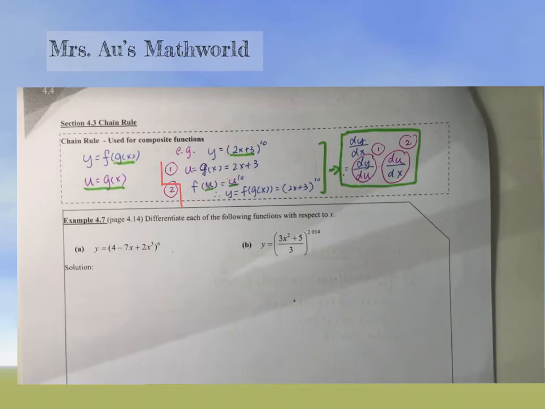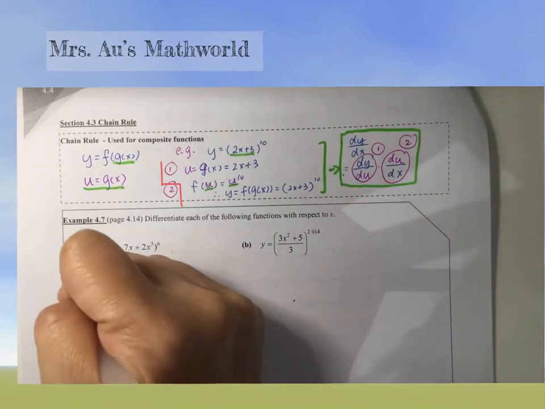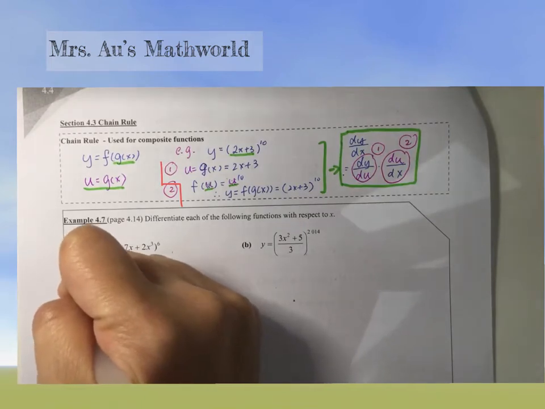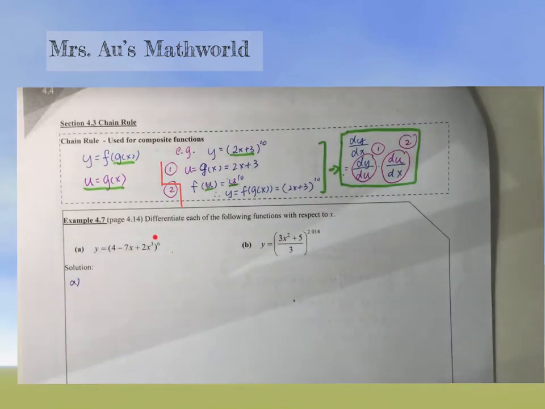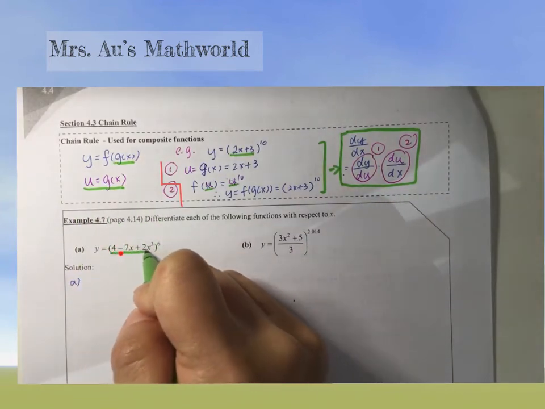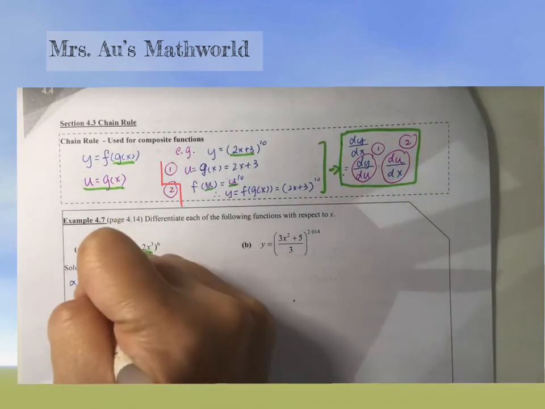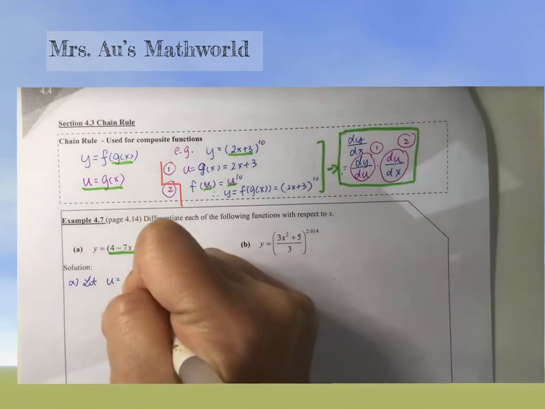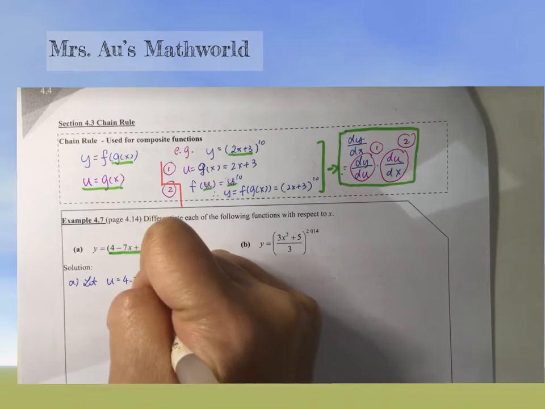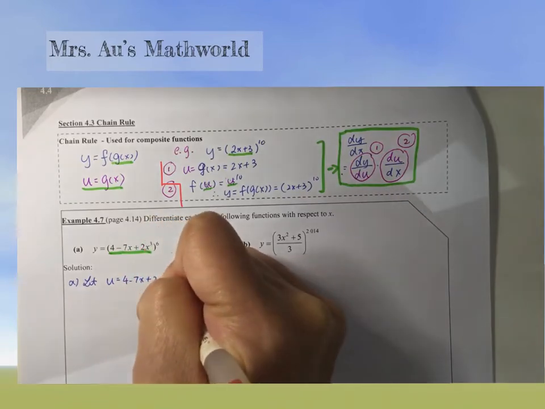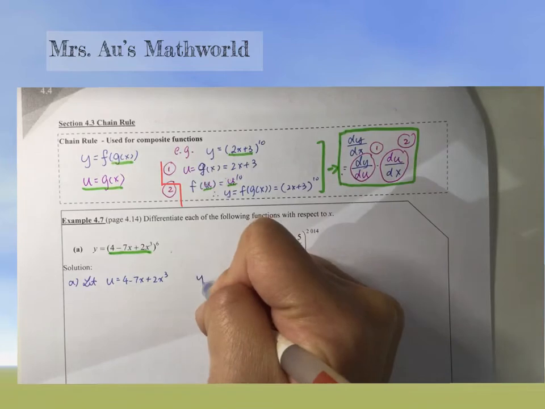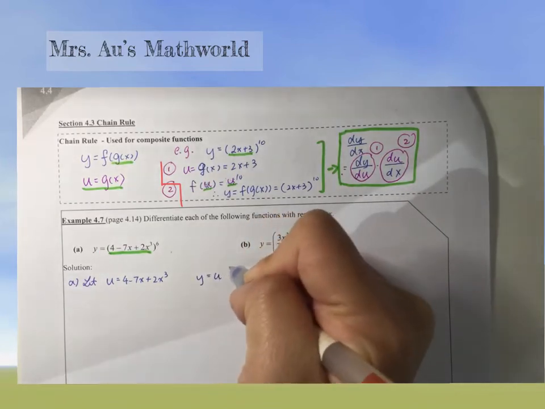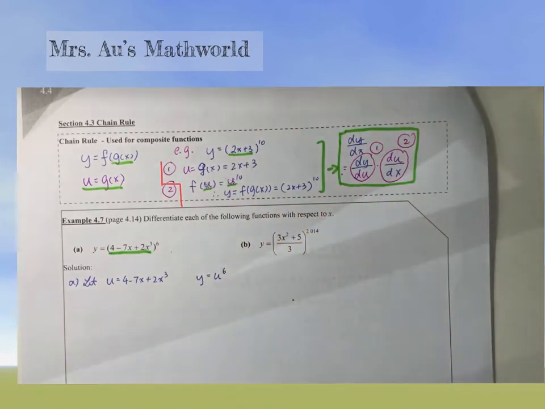So let's see how we work in an example. In example 4.7a, you can see that there is a function y, and the polynomial inside is 4 minus 7x plus 2x to the power 3, and then the whole thing to the power 6. Inside, the u means 4 minus 7x plus 2x to the power 3, and we also have the outside. The outside becomes u to the power 6.